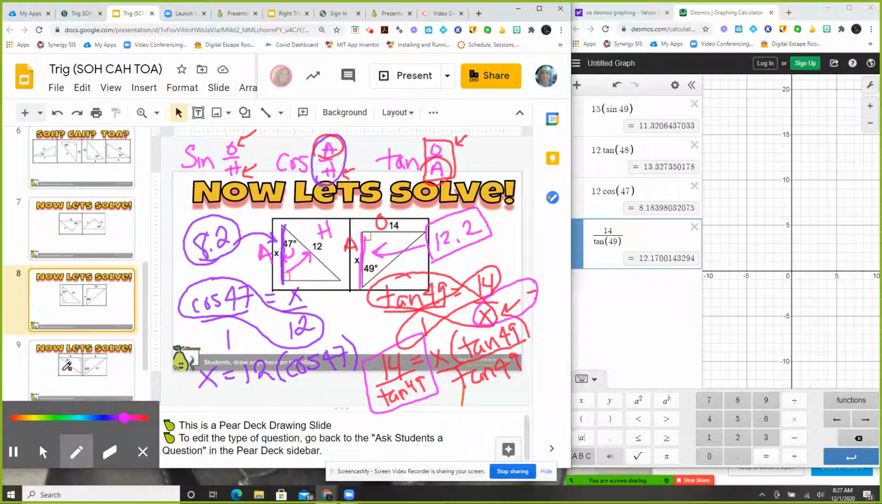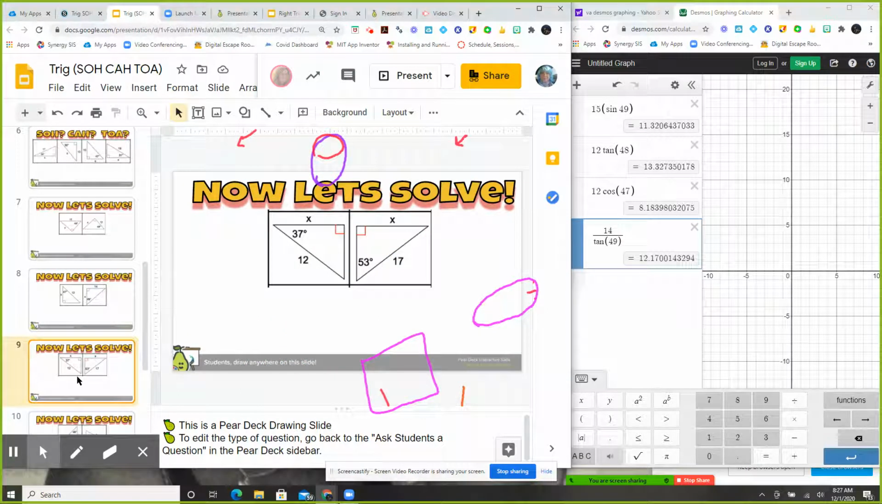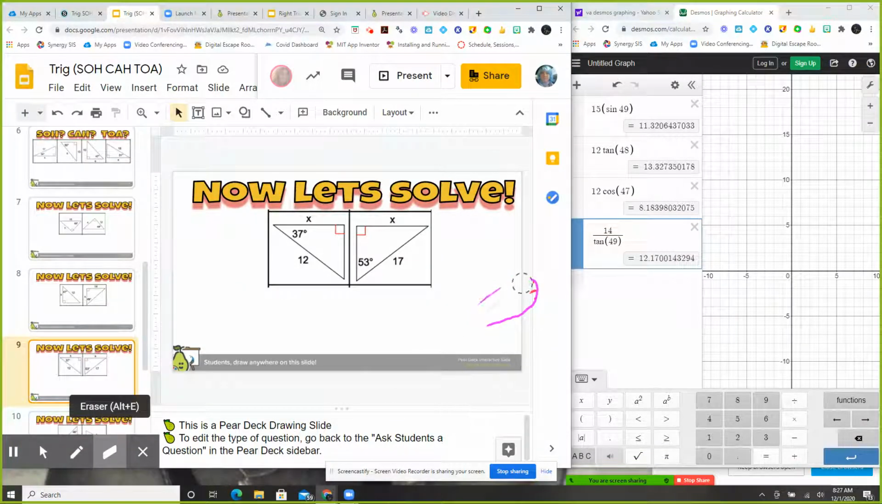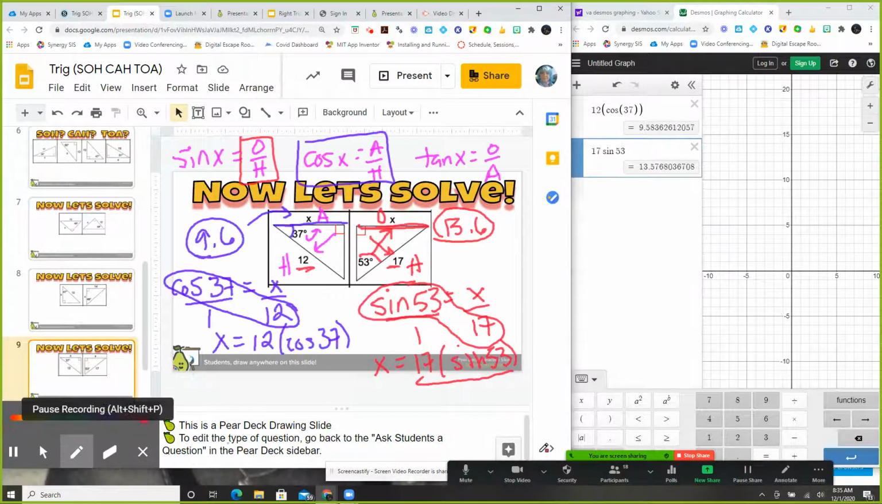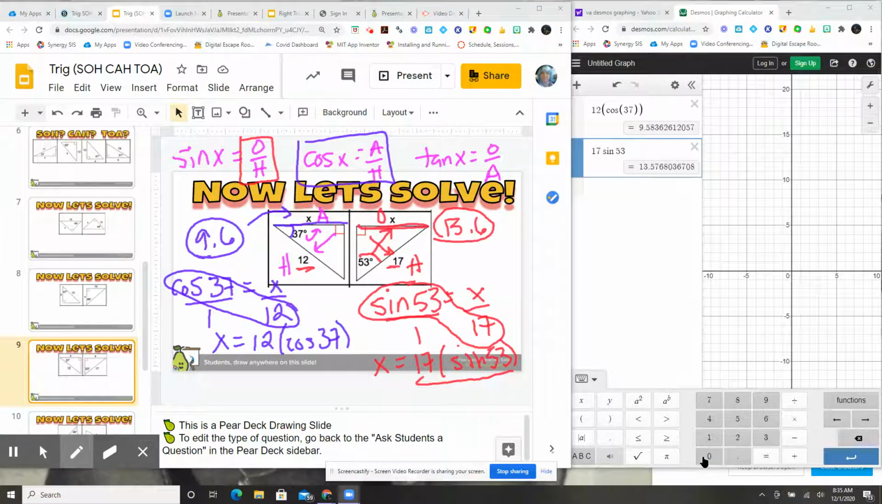If you're ready to move on to slide 9, I want you to try slide 9 on your own. Identify the O, the A, and the H. Figure out whether you need sine, cosine, or tangent. Create the proportion and solve it. Beware of x's in the denominator. Give you back control of your screen.